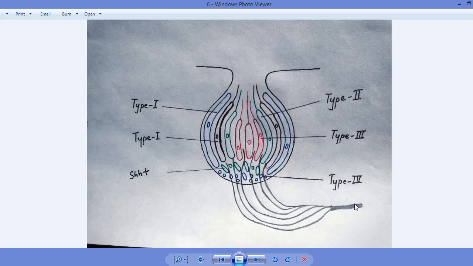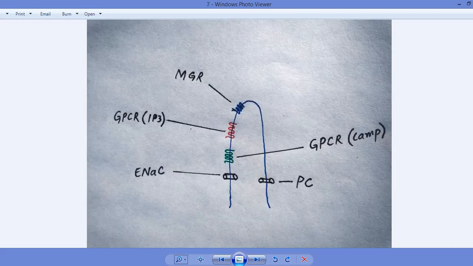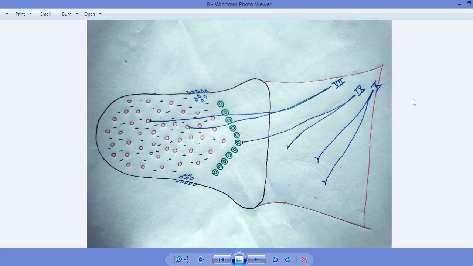Three types of gustatory neurons are there, which are three types of nerve responsible for the detection of taste. I'm going to tell you in the next slide. In this slide, you can see that the tongue contains three groups. This is one group of neuron, this is another group of neuron, and this is another group of neuron.